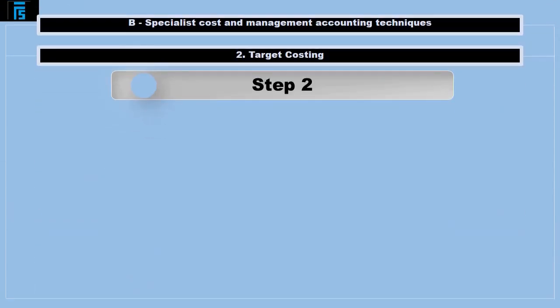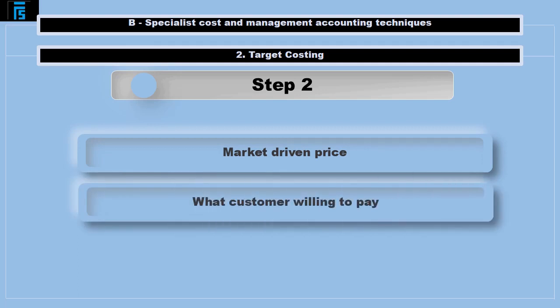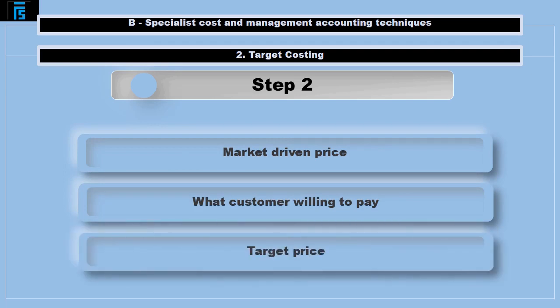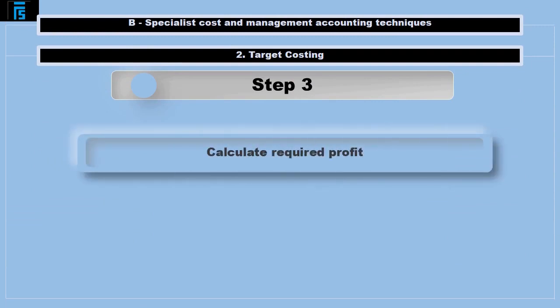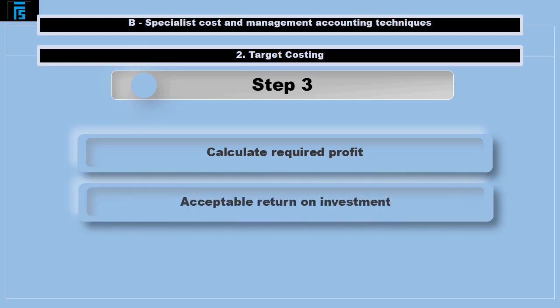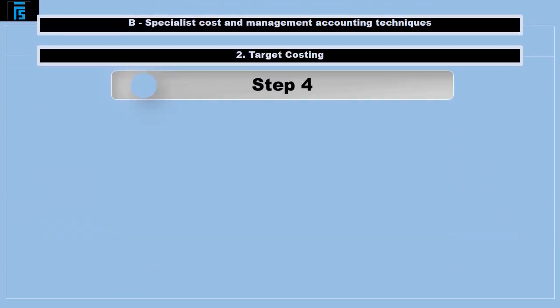In step 2, the price at which the product will be sold is considered. This will be a market-driven price based on what a customer is willing to pay for the product or their perceived value of that product. This is referred to as the target price. The company then calculates the profit that is required from the sale of this product. This profit is usually determined by what the company investors may deem to be an acceptable return on their investment. This can be referred to as the required profit or the target profit.